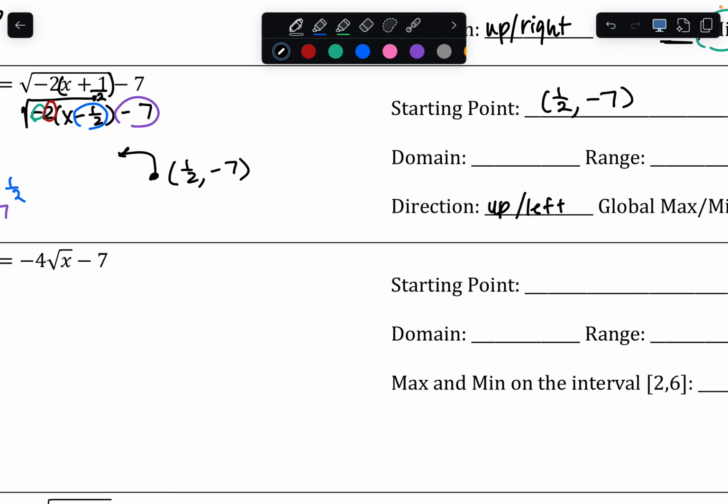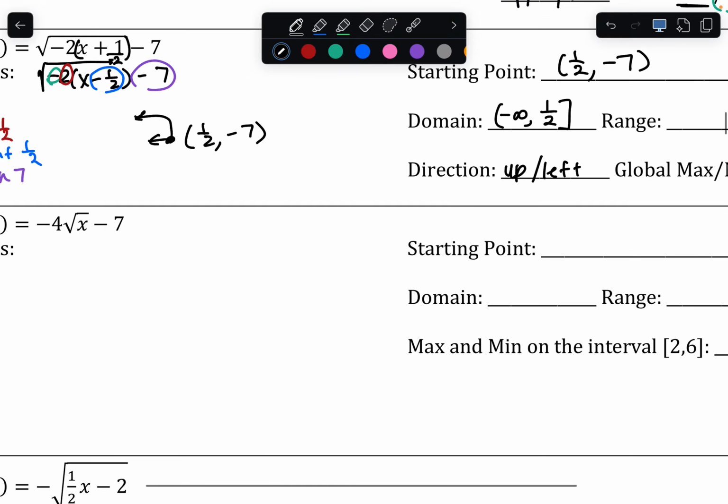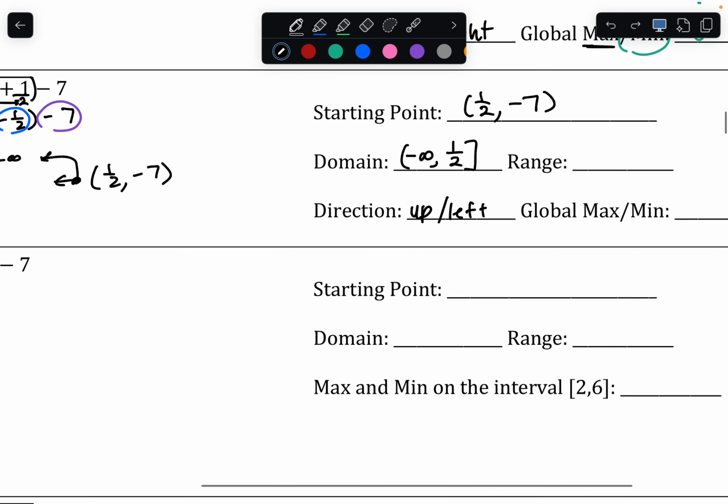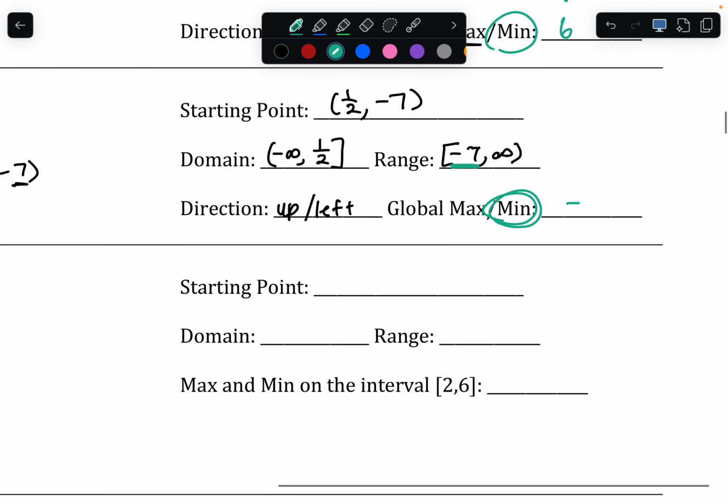We're going to the left this time from that 1/2. And so instead of putting the 1/2 first, we're going to put -infinity to 1/2 with that bracket. You always go from least to greatest. And so if our function is going to -infinity, that should be the first thing you write for interval notation. Okay, and then for the range, it's still going up from the -7. So -7 to +infinity, which means that is our global minimum at -7.